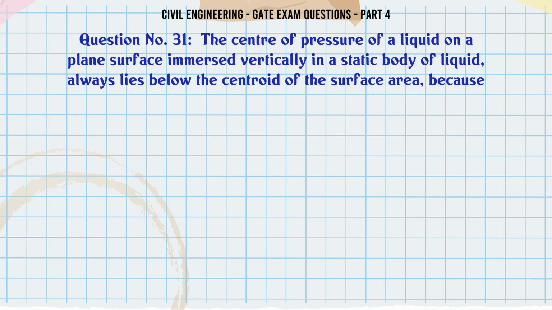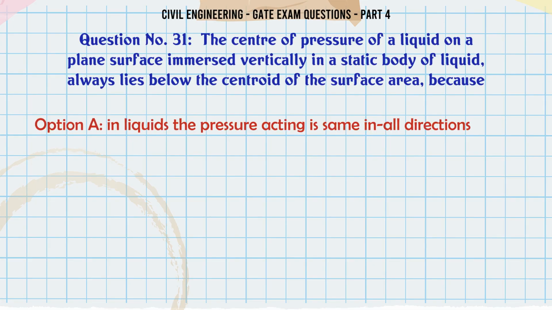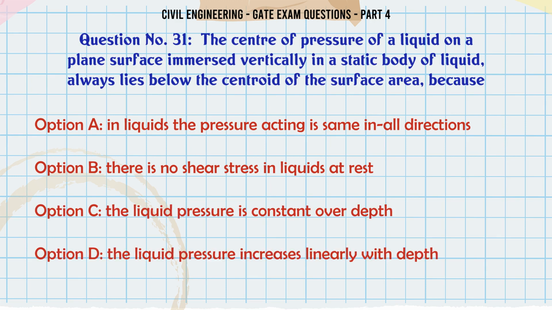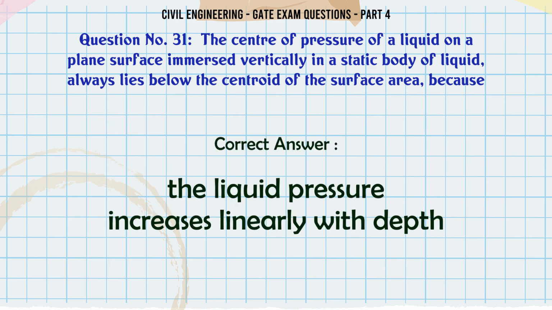The center of pressure of a liquid on a plane surface immersed vertically in a static body of liquid always lies below the centroid of the surface area because A. in liquids the pressure acting is same in all directions, B. there is no shear stress in liquids at rest, C. the liquid pressure is constant over depth, D. the liquid pressure increases linearly with depth. The correct answer is the liquid pressure increases linearly with depth.